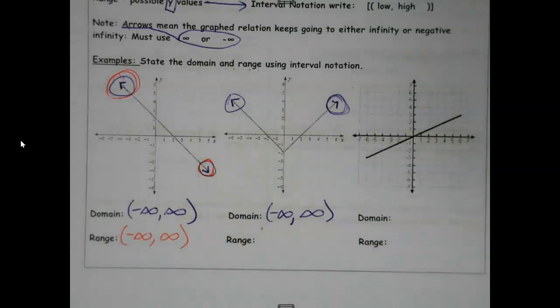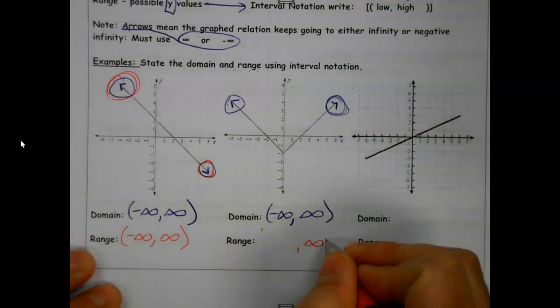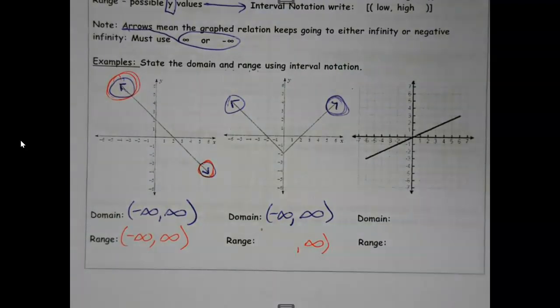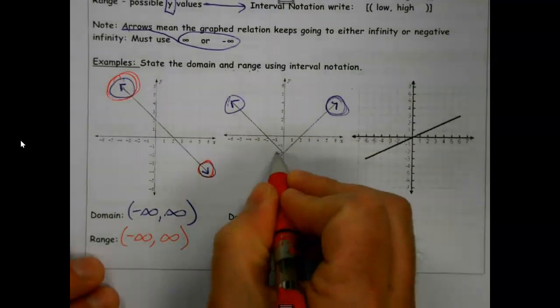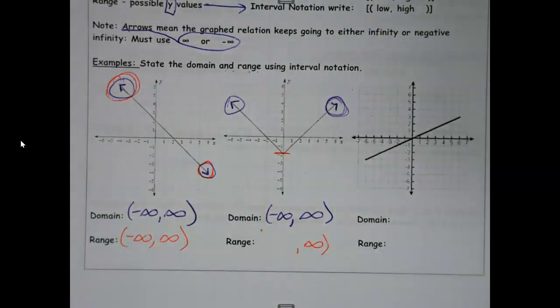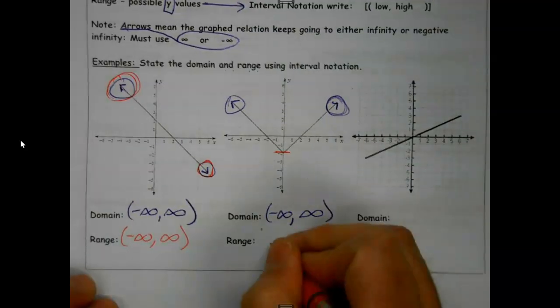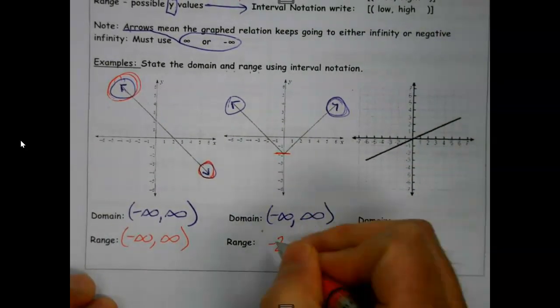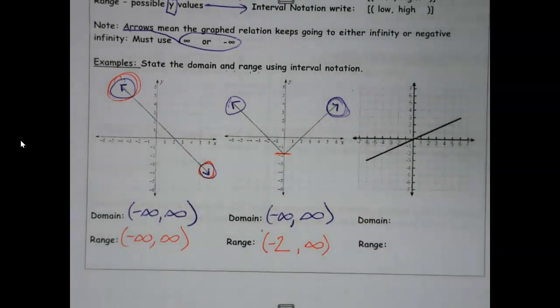No. When we get to range, remember, we're doing low to high. I see that it goes up forever. But it doesn't go down forever, though. It stops at -2, right here. Wherever it stops, whatever that y value is, that's where we go. And now there's no more arrow. That's when it gets hard.